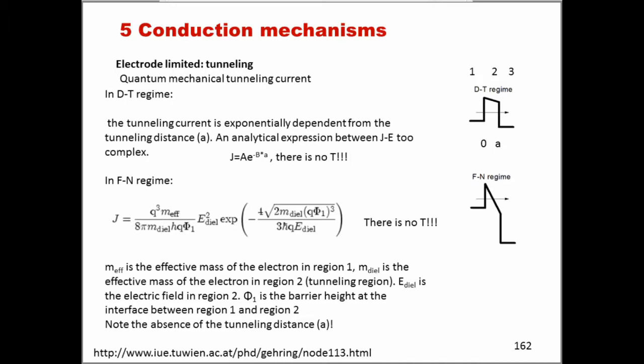So let us start with electrode limited mechanisms. The first one to look at is obviously tunneling. We've already mentioned some time ago, when we had a look at nanoscale physics, the two fundamental ones, let's say, direct tunneling and Fowler-Nordheim tunneling. We've already said that direct tunneling is characterized by the fact that the electrons, the charge carriers, tunnel through a barrier that is square or trapezoidal. So we are in this situation here.